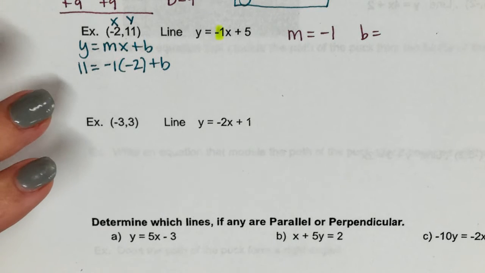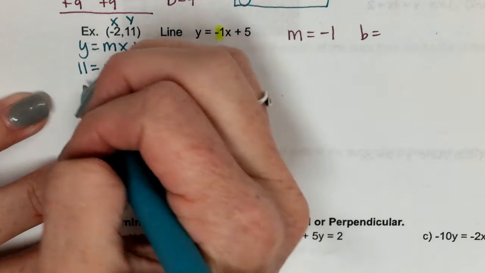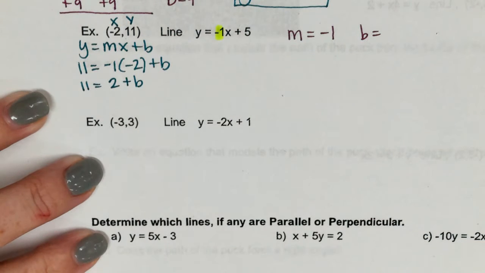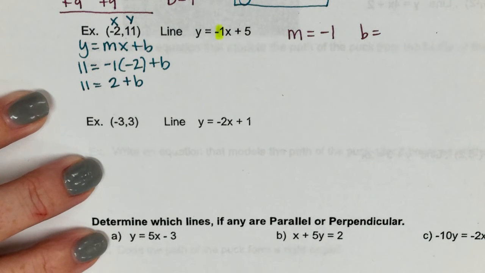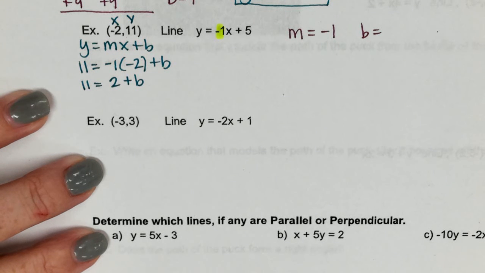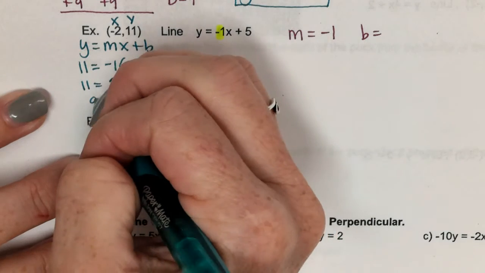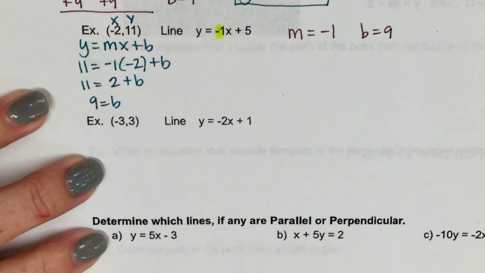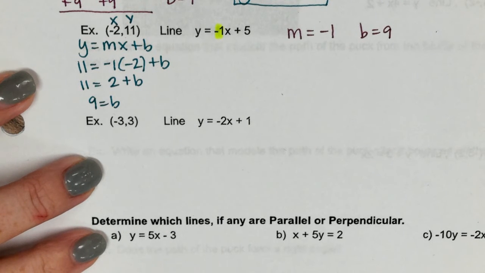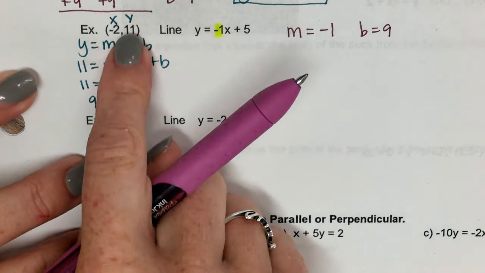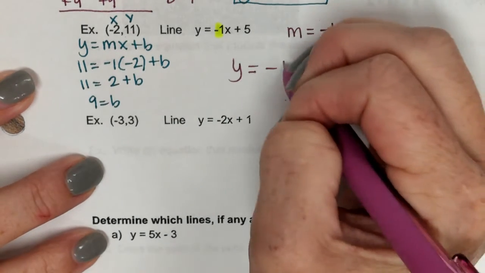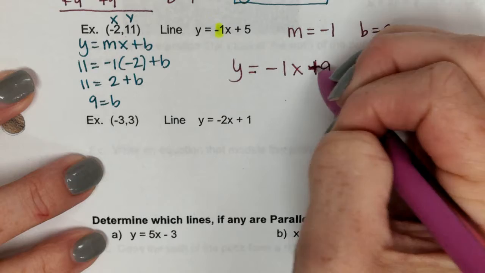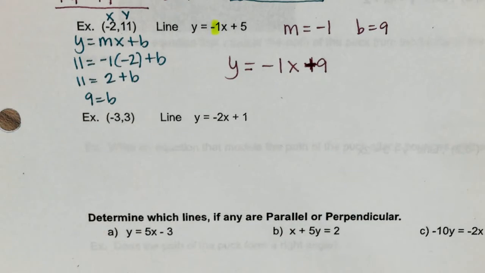Are we all writing? So I have 11 equals negative 1 times negative 2 is positive 2 plus b. How do I get rid of the positive 2? So what is 11 minus 2? 9 equals b. And I can now write my equation in slope-intercept form of the parallel line that crosses through this point. So y equals negative 1x plus 9. Did I have to write the negative 1? Or could I have just written negative x? Same thing, right?